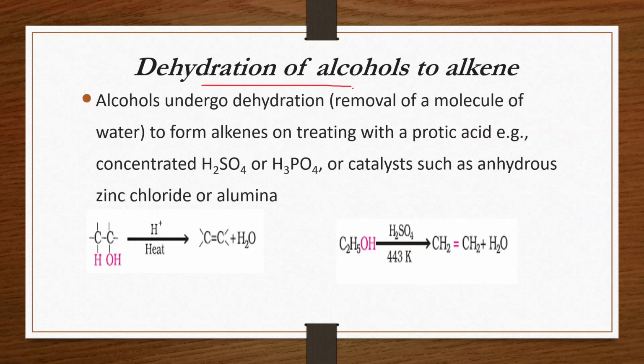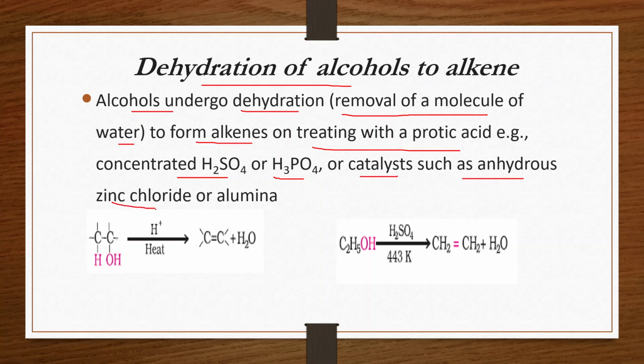Dehydration of alcohols to alkene. Alcohols undergo dehydration. Dehydration means removal of a molecule of water to form alkenes on treating with a protic acid, for example concentrated H2SO4 or H3PO4, or catalysts such as anhydrous zinc chloride or alumina. This is the general reaction. This is alcohol, and after dehydration we will get alkene. And this is the specific reaction. If ethanol undergoes dehydration, then we will get ethene.